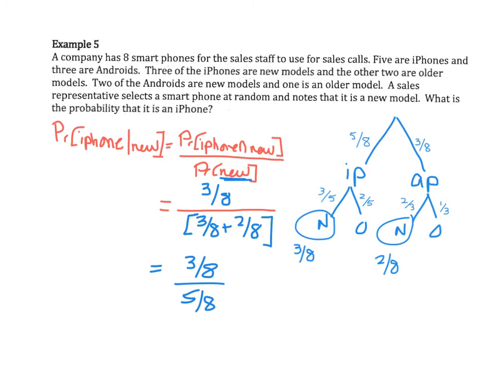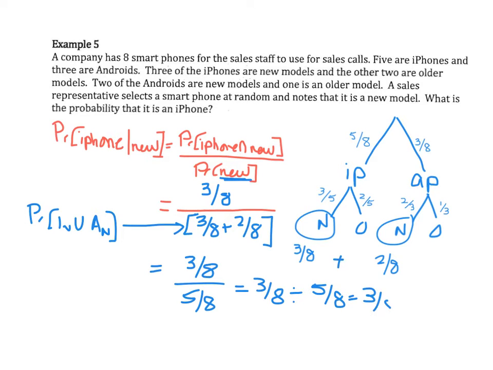Now, why do you add there versus multiply? In the denominator, if you're talking about all of them, we're talking about the new Androids and the new iPhones. So if you do those together, that's just adding, or. And then I divide this out, 3/8 divided by 5/8. Keep, change, flip. And our answer becomes just 3/5.